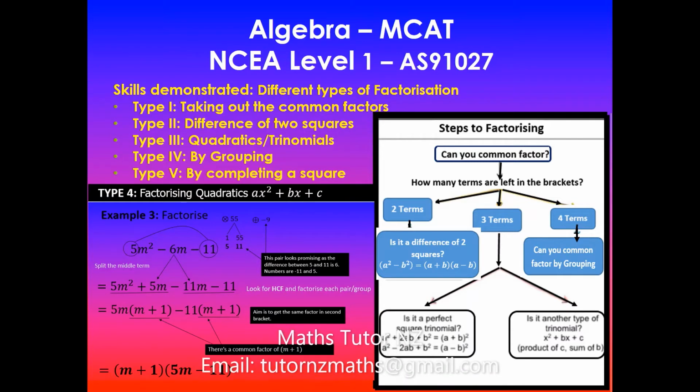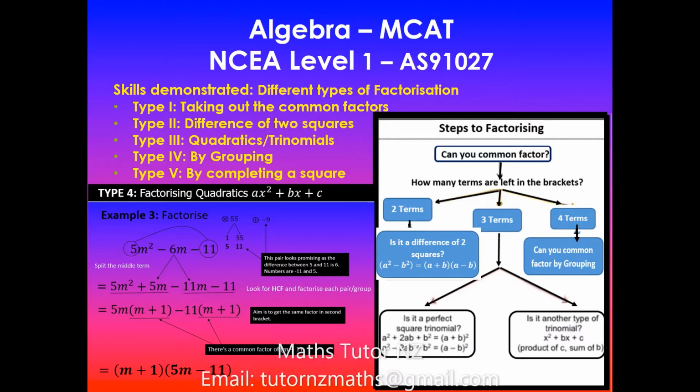As you're aware, there are different types of factorization techniques that you need to be familiar with for this achievement standard. In my previous videos I've already done types 1, 2 and 3. If you haven't already, please do check that one out. In this video I'll be looking at factorizing quadratics in the form ax squared plus bx plus c, where a is not equal to 1. So in this case, we'll be looking at splitting the middle term and factorizing it by grouping.